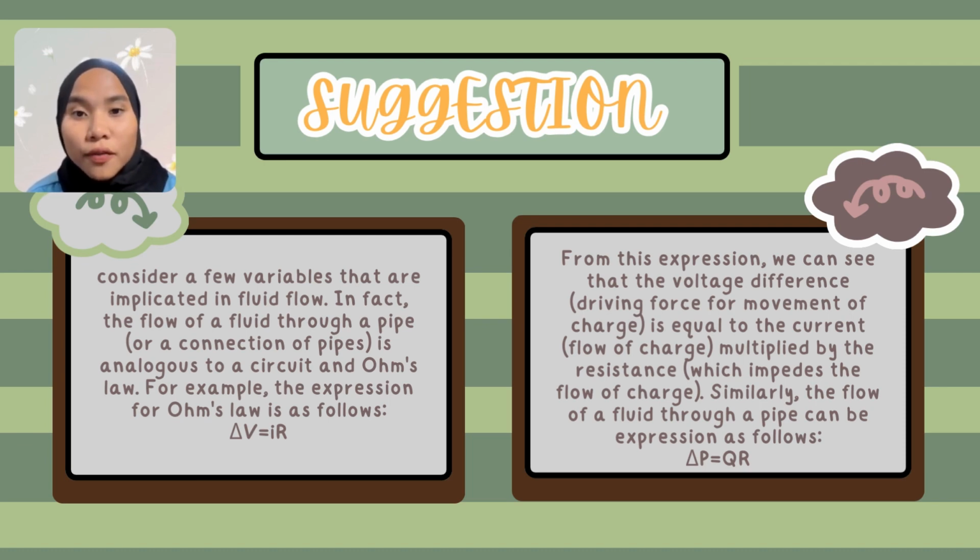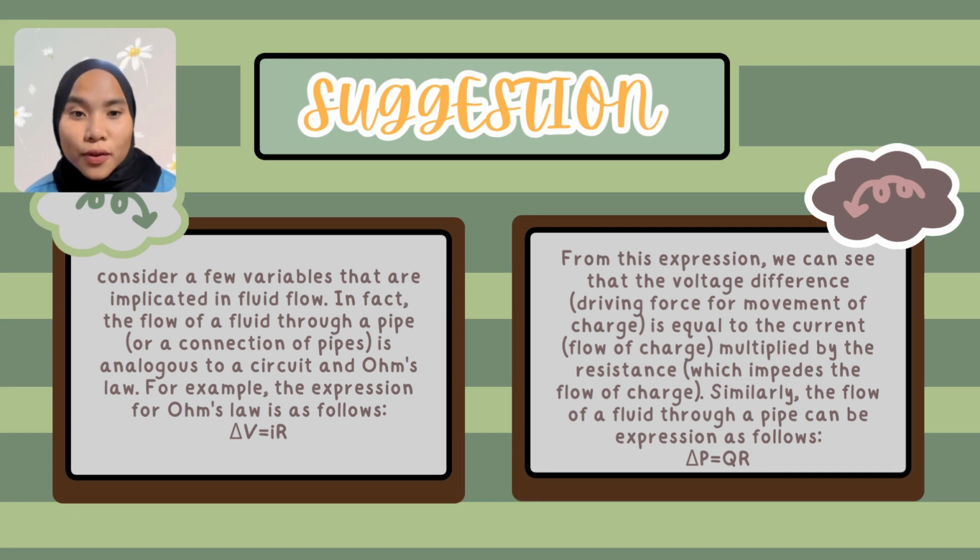In fact, the flow of a fluid through a pipe or a connection of pipes is analogous to a circuit and Ohm's law. For example, the expression of Ohm's law is as follows: delta V equals IR. From this expression, we can see the voltage difference is equal to the current multiplied by the resistance. Here we have the similarity.